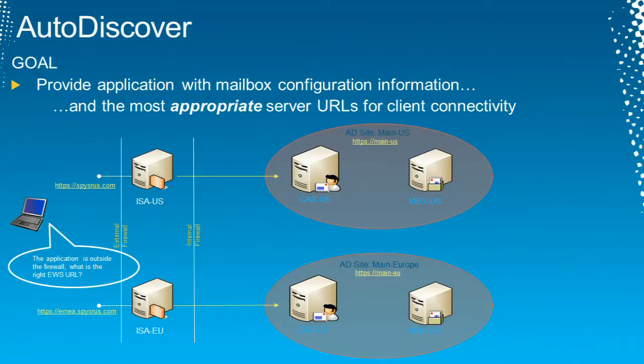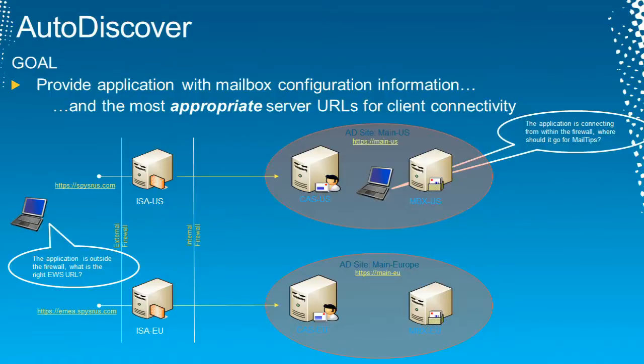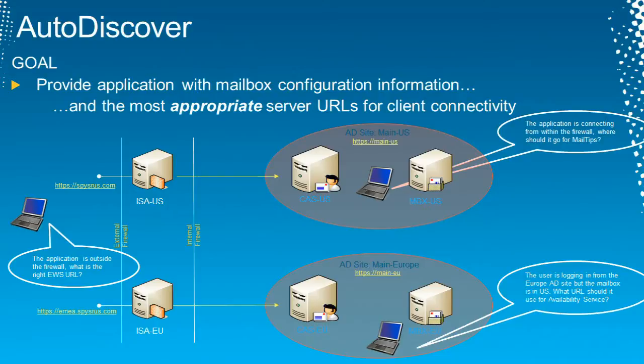So a client on the outside may get a different answer than a client on the inside. If a client on the inside is going to connect, it all depends on what site they're connecting in, where their mailbox data is. So as these complexities increase, auto-discover is still going to be the one place that you go to get answers for that particular user based on where their data is.